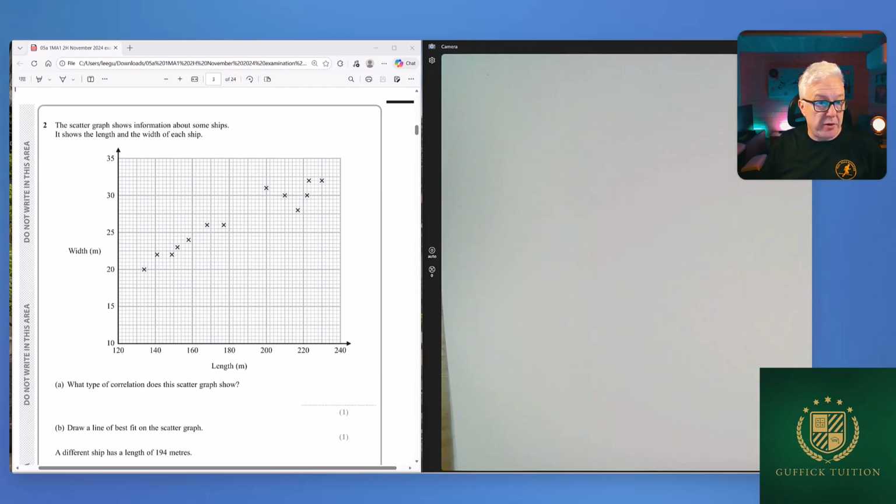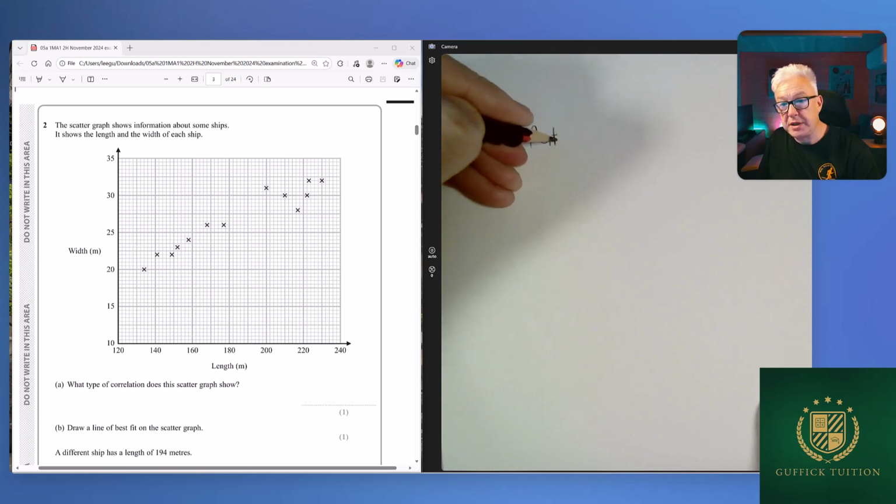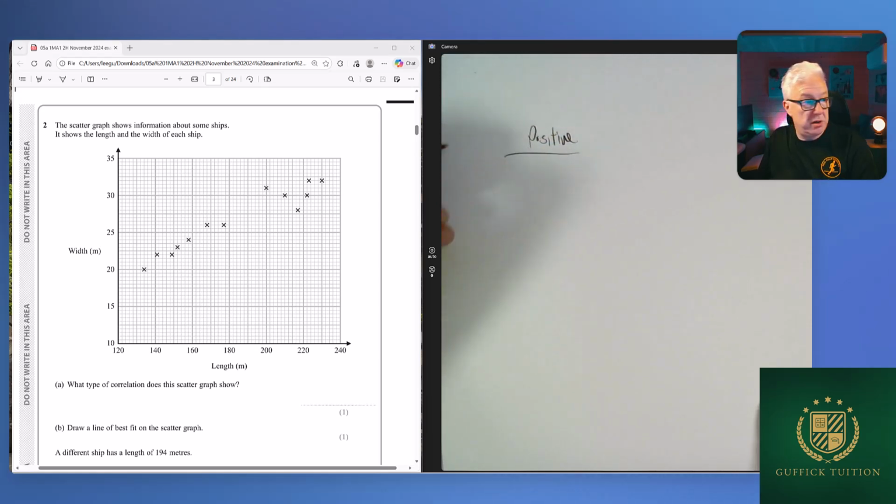Question 2. The scatter diagram shows some information about some ships. It shows the length and the width of each ship. What type of correlation does the scatter graph show? It shows a positive correlation. Now draw a line of best fit on the scatter diagram.